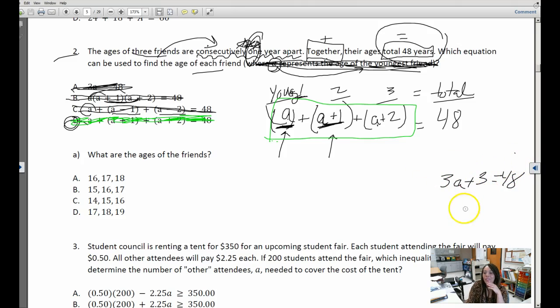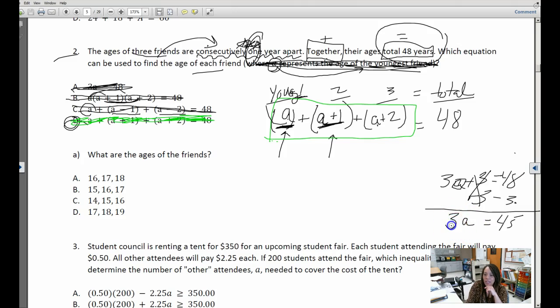Well, my rules of equations say I have to isolate the variable. Here's my variable. This 3 is stuck on there right now. Can't do anything with it. So if I have a plus 3, I'm going to do the inverse, which is minus 3 on both sides. These cancel out. 48 minus 3 is 45 over here, and 3A is still left on this side.